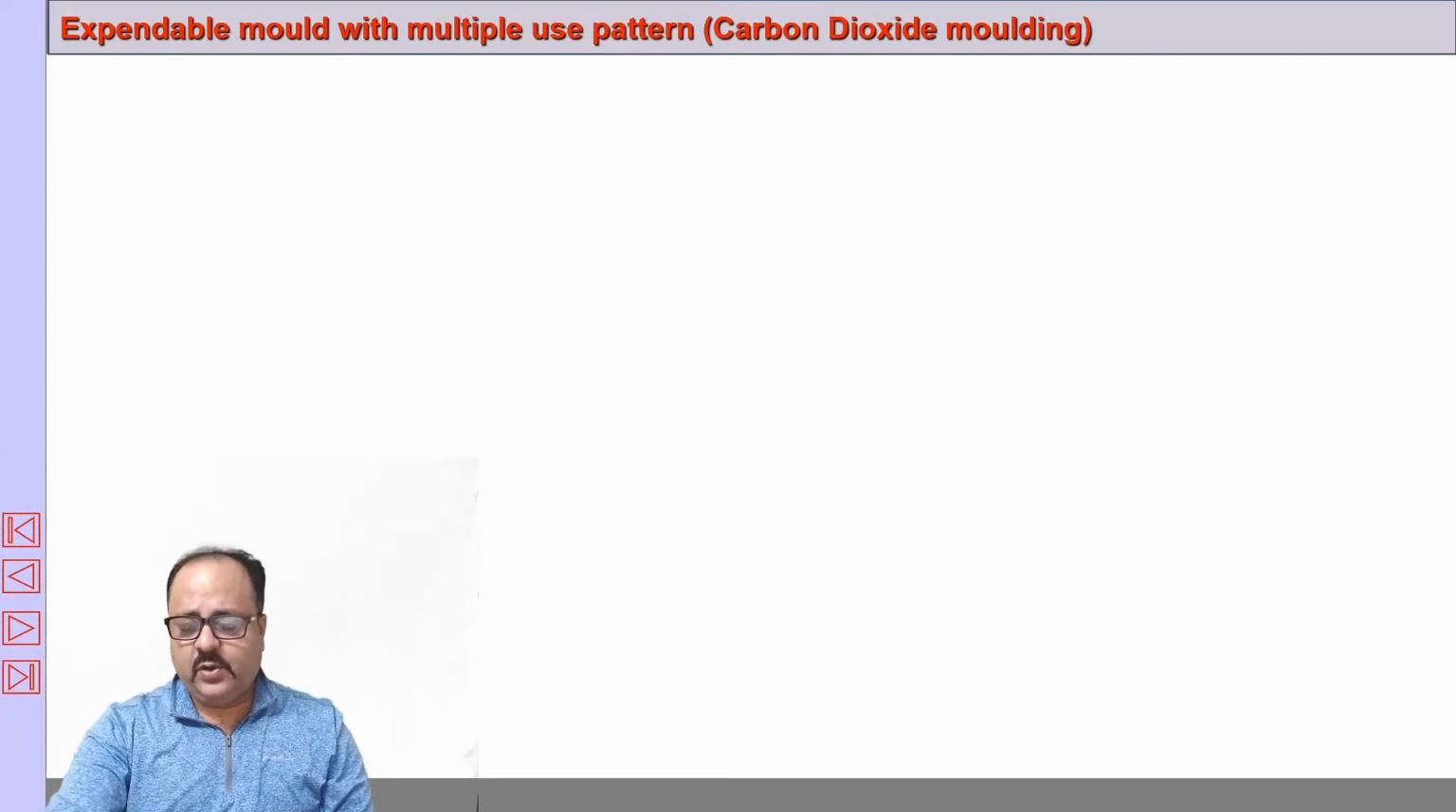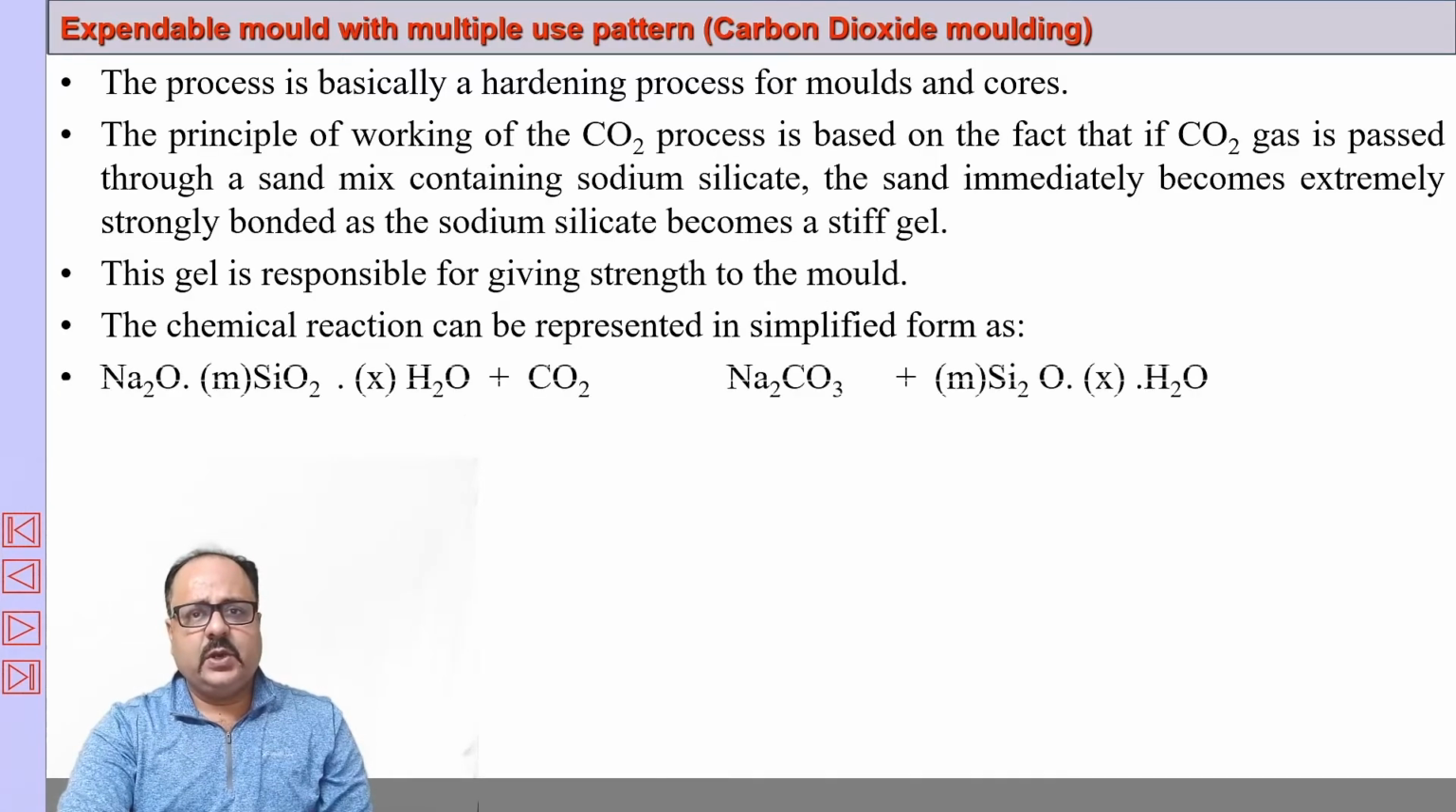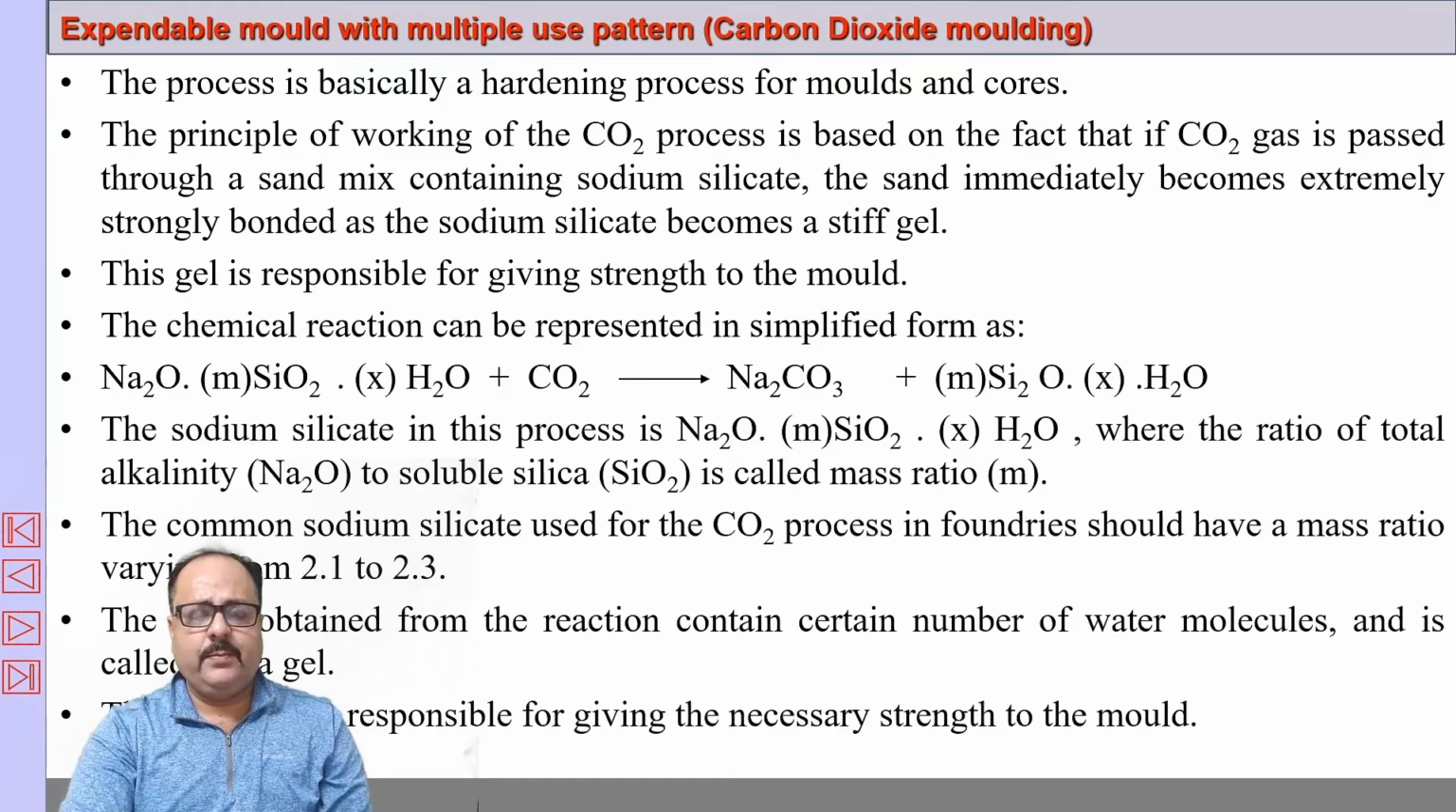Carbon dioxide molding is basically a process of hardening a normal sand casting mold. So how it is done we'll see. As I have said, the process is basically a hardening process for molds and for cores. The principle of working of the CO2 process is based on the fact that if CO2 gas is passed through sand which contains sodium silicate in a certain percentage, the sand becomes extremely hard and strongly bonded, because the sodium silicate becomes a stiff gel. And this gel is responsible for giving the strength to the mold.